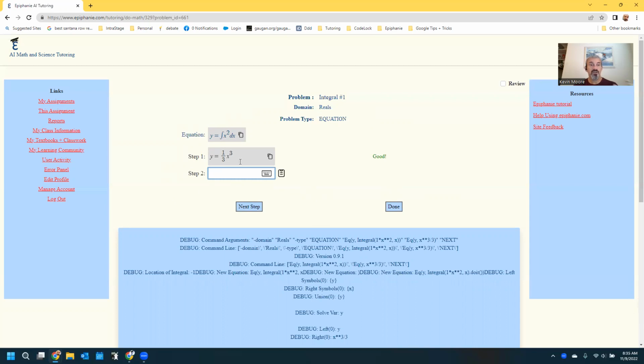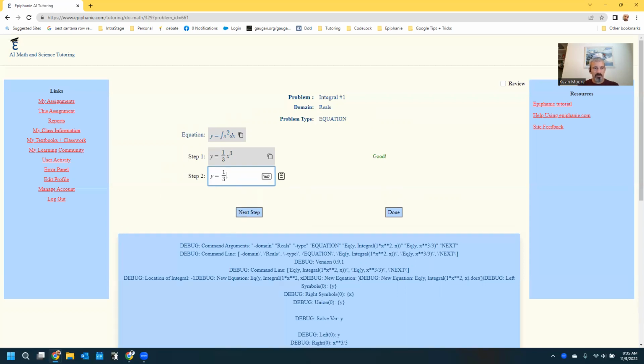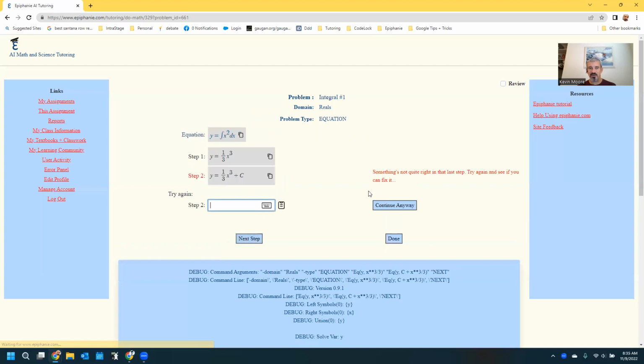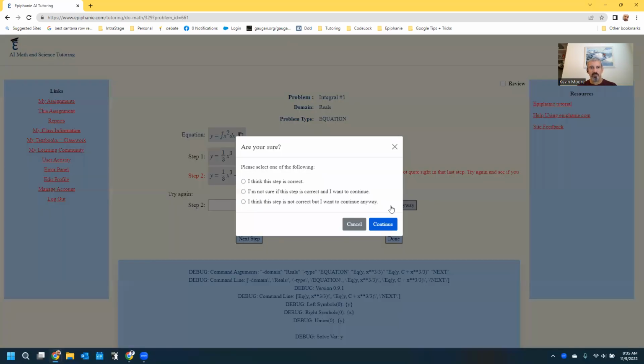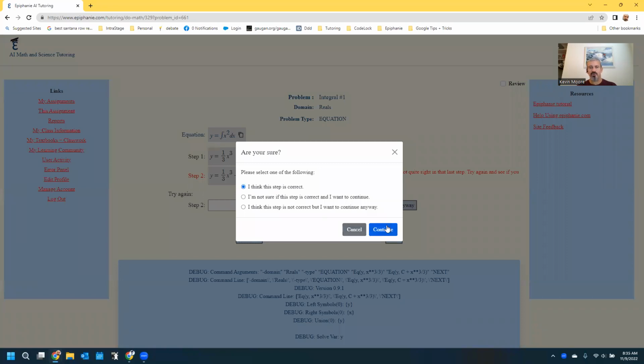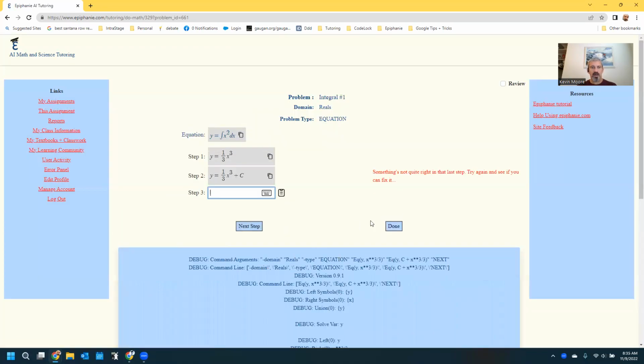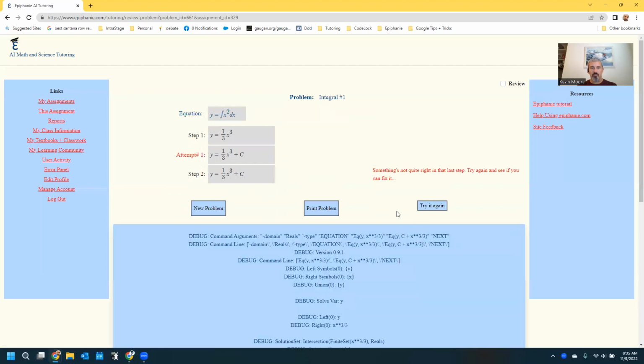In the meantime, you can check that it's correct without the plus c. And then if you really want to, you can add the plus c like this. However, the system is going to say something's not right. It doesn't recognize that there's a difference of c. So you can just click continue anyway. If you want to really add this, I think this step is correct, and continue, and then say that you're done. And we're working on getting rid of that error.